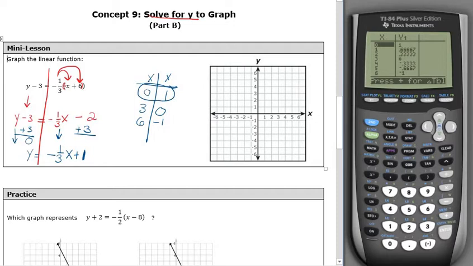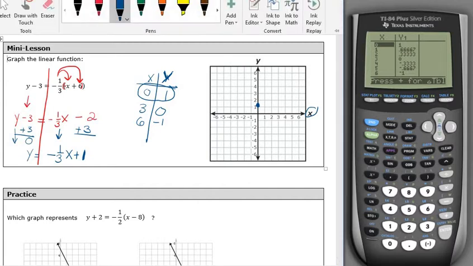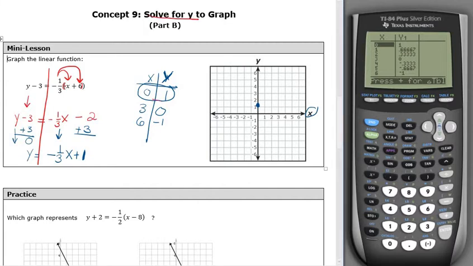0, 1. This is a y. 0 is our x. So on the x-axis, I'm going to 0. My y is 1. So on the y-axis, I'm going up to 1. There's my first point. 3, 0. On the x-axis, I find 3. My y value is 0, so I don't go up or down. There's the point right there.